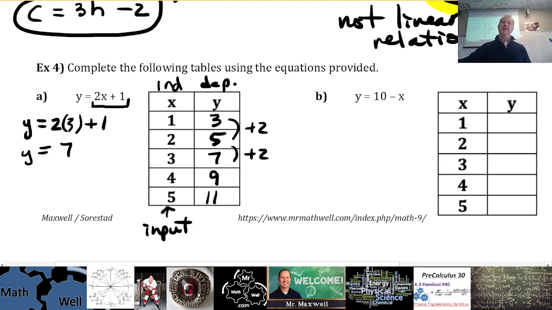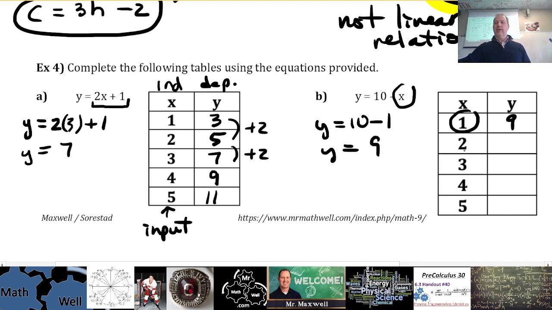All right, let's do B real quickly to conclude our lesson today. So y equals 10 minus, what's the input variable I'm going to focus on first? 1. So y equals 9. Good. What's 10 minus 2? 8. 10 minus 3, 7. And you see this pattern emerging, minus 1, minus 1. So this is going to be 6. This is going to be 5. Okay, very good. All right, that's where we'll end our lesson today. We're out of time. We will pick this up tomorrow and finish our 4.2 lesson.